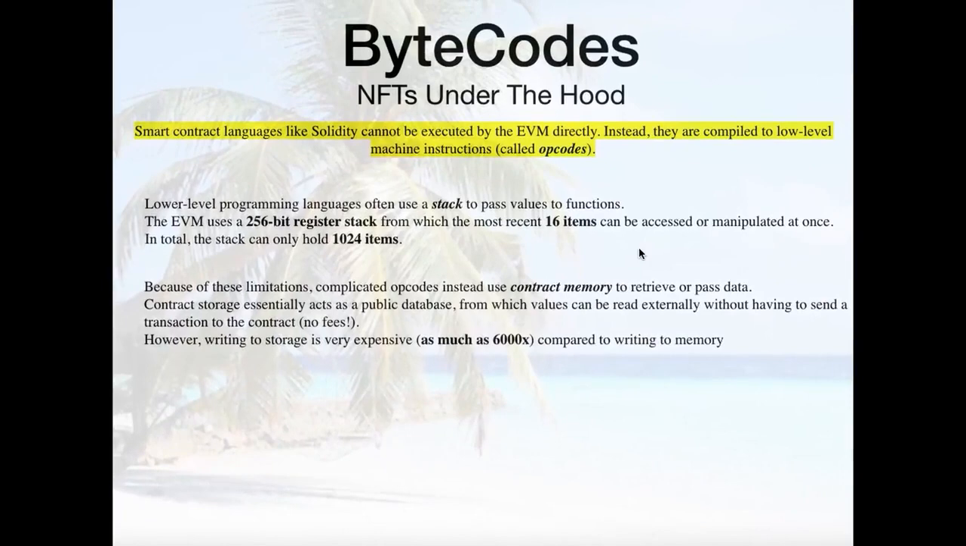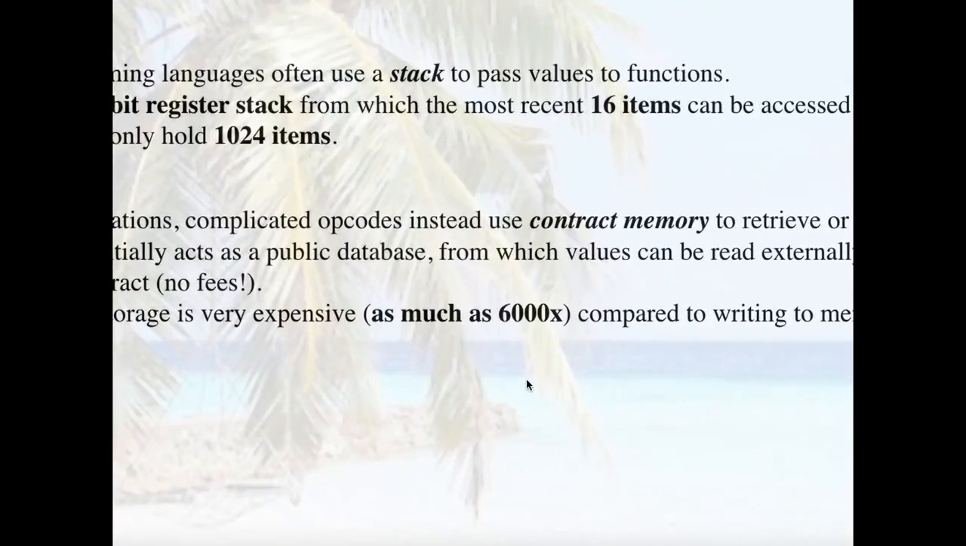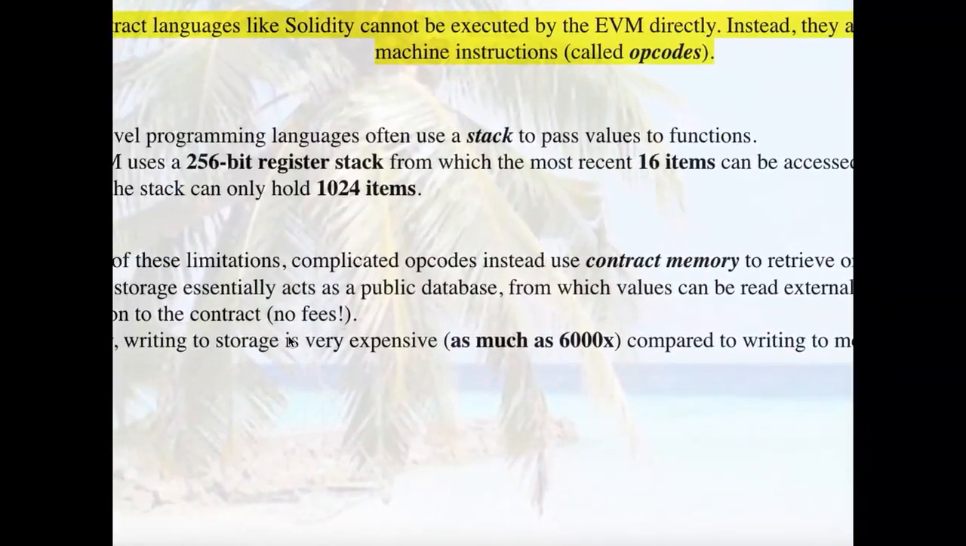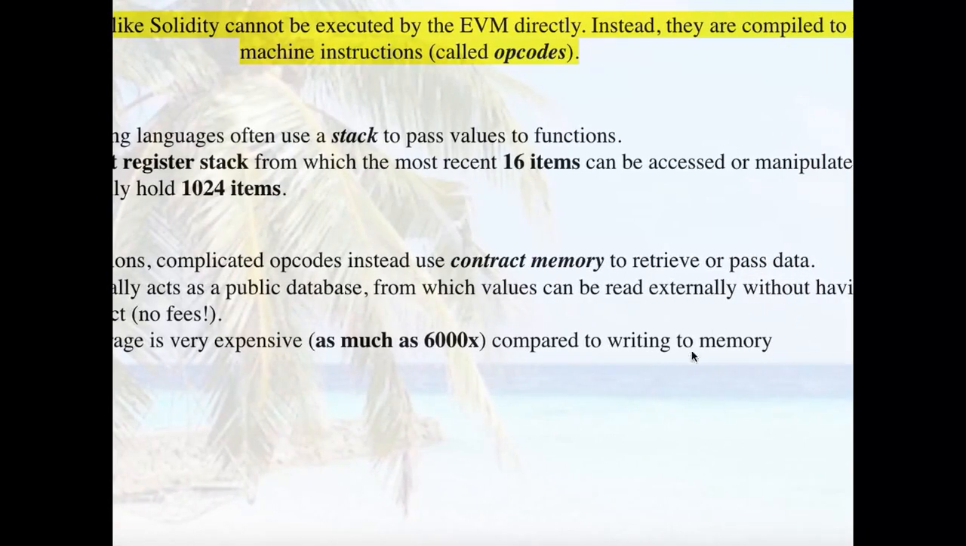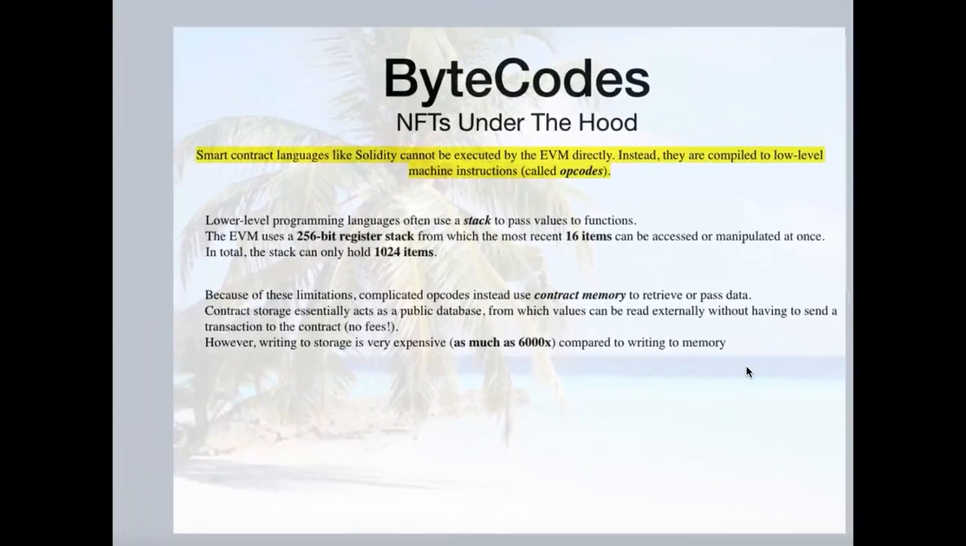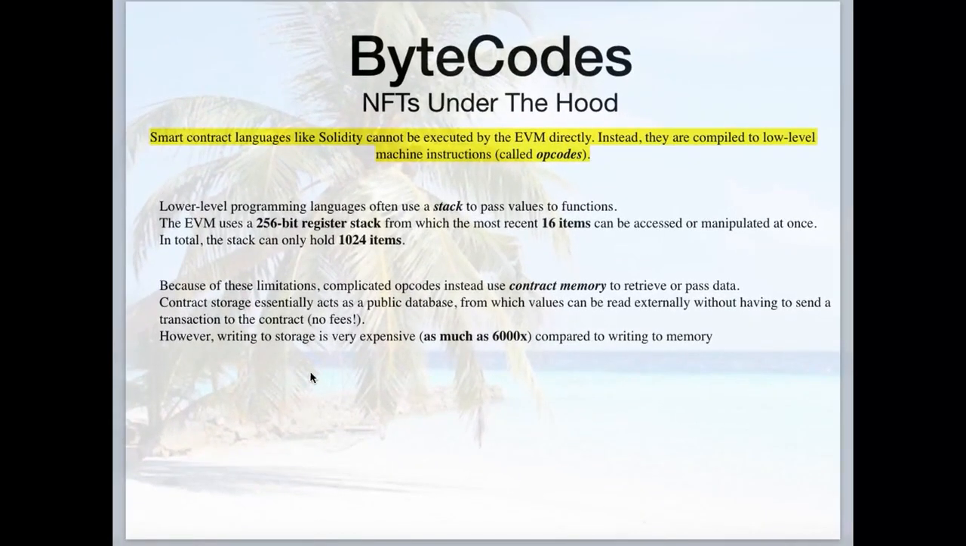Contract storage essentially acts as a public database from which values can be read externally without having to send a transaction to the contract. So that's no fees. All that means is that our contract storage is going to work as our own public database, and we do not have fees when we are reading it externally. However, when we write to storage, it is very expensive, and this is our gas fees. We can write to storage or we can write to memory. We're going to be looking at the different cases when we work with one as opposed to the other.